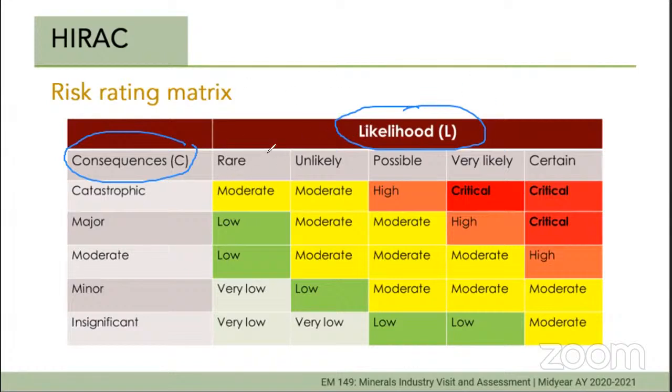For likelihood, for example, we have rare is 1, unlikely is 2, possible is 3, likely is 4, and certain is 5. Tapos dito rin sa consequences, habang palala yung situation, pataas din yung number. So what happens here is that you just multiply. Ito 5, 10, 15, 20, and then 25.